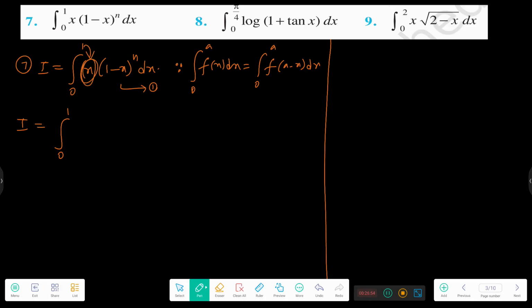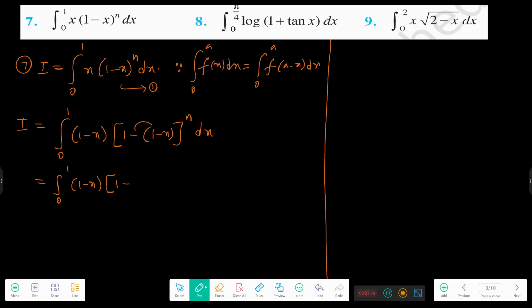Means 1 minus x you have to replace. So instead of x, 1 minus x, and instead of this x also, 1 minus x whole power n into dx. Now when you simplify, what you will be getting? So 0 to 1, 1 minus x minus, when you multiply inside, what I am getting? Minus 1 minus n plus x whole power n into dx.